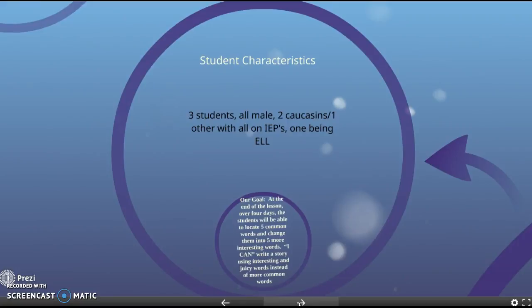So let me give you some background on my students. I was lucky enough to have three of them, all male, two Caucasians, and one other, with all of them being on IEPs, one of those being an ELL.